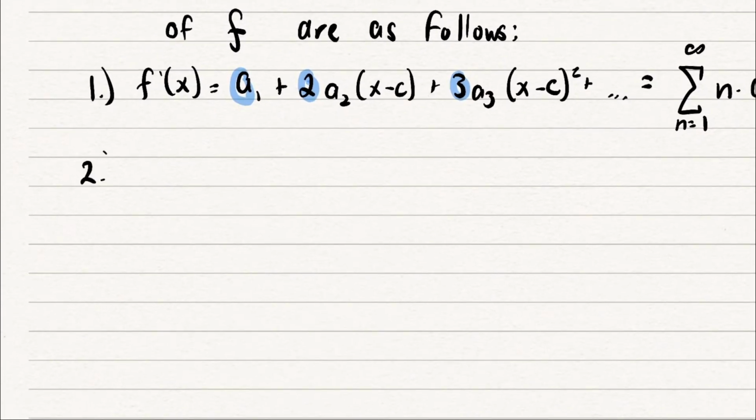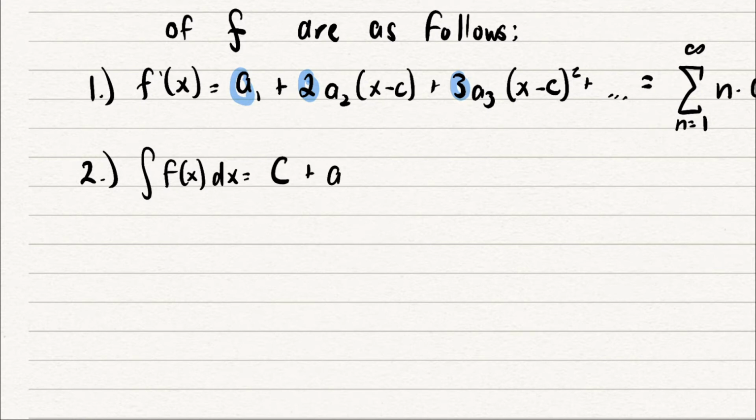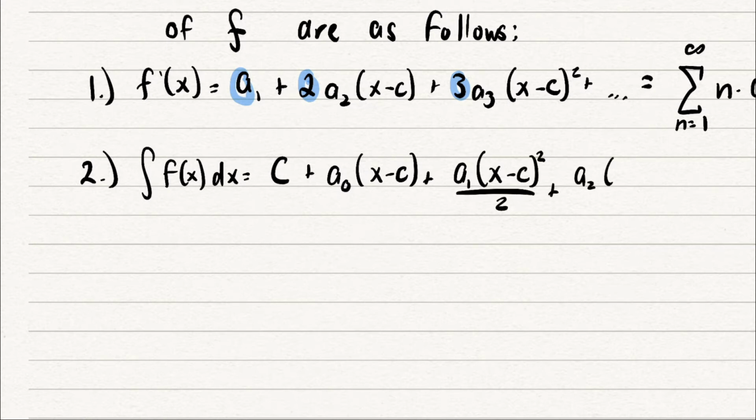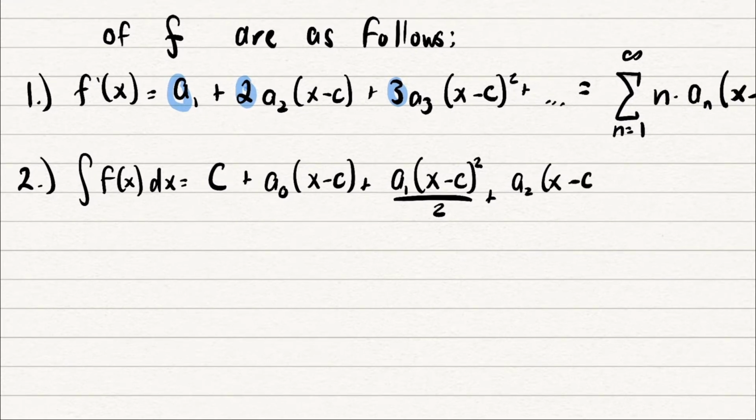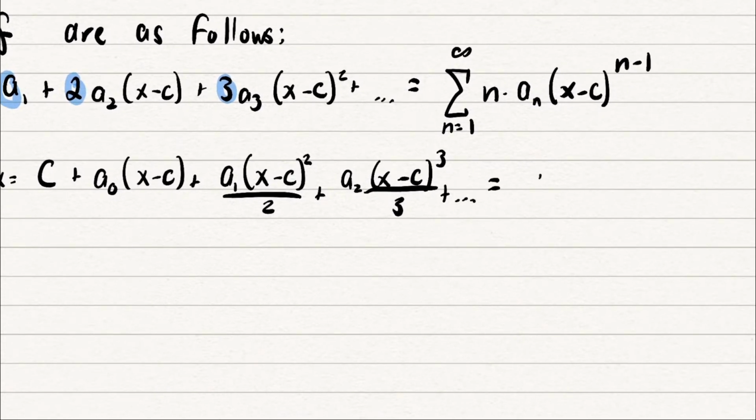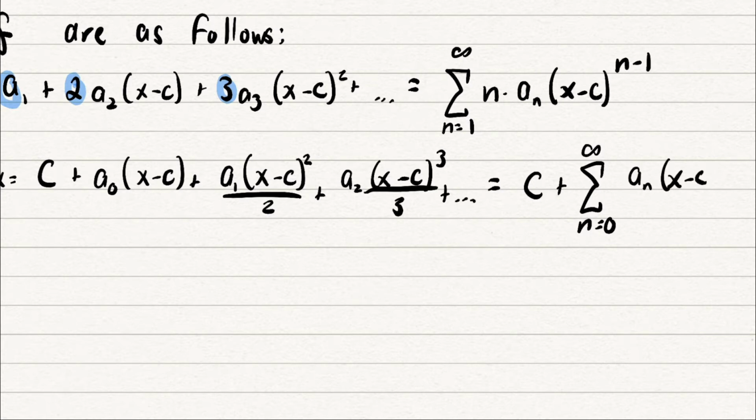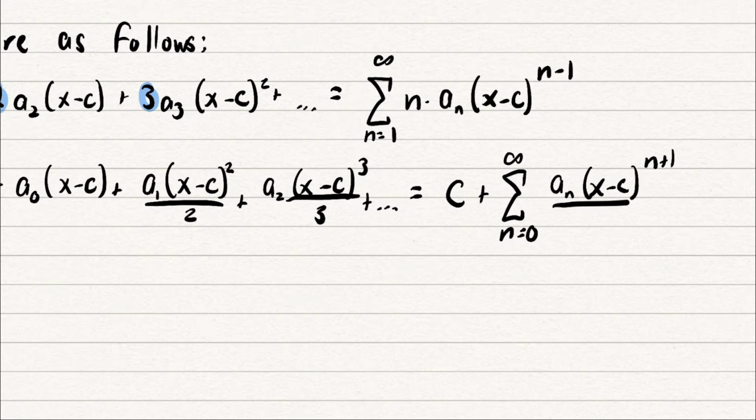Okay, number 2. Then I can say that the integral of f of x dx is going to be equal to c plus a sub 0 (x minus c) plus a sub 1 (x minus c) to the second power over 2, and then plus a sub 2 (x minus c) to the third power over 3, and then plus dot dot dot, and that continues on to be c plus the summation of n equal to 0 goes to infinity of a sub n (x minus c) to the n plus 1 over n plus 1.